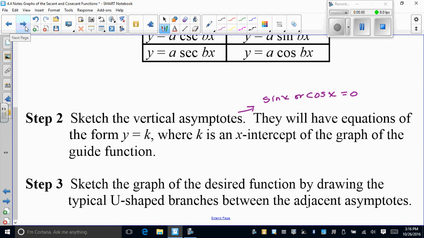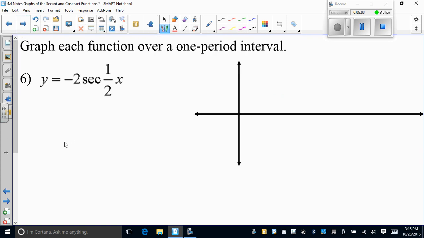So the very first one, we have y equals -2 secant of 1/2 x. We are going to pretend that we are graphing y equals -2 cosine of 1/2 x. And before you stop and go, wait, what? Secant and cosine are reciprocals, so they're going to have common values. Remember, you're graphing secant, you're using cosine as your guide. So this is how we use cosine as a guide.